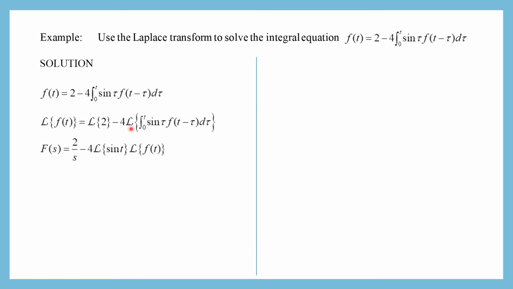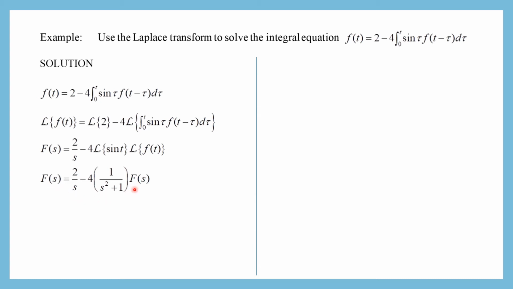Now the Laplace transform of this integral can be found by using the convolution theorem. Okay, for the function sine tau, the tau will be changed into a t, so sine tau becomes sine t. And for the function f of t minus tau, the t minus tau will be changed into a t, therefore f of t minus tau becomes f of t. So in other words, the Laplace transform of this given integral is equal to the Laplace transform of sine t multiplied by the Laplace transform of f of t. Laplace transform of sine t is 1 over s squared plus 1, and Laplace transform of f of t is F of s.